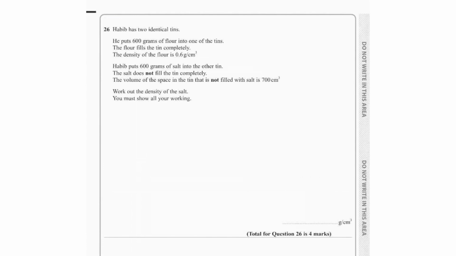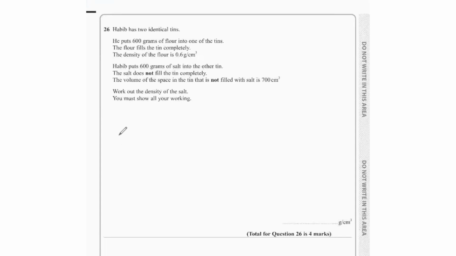Question 26 says Habib has 2 identical tins. He puts 600 grams of flour into one of the tins. The flour fills the tin completely. The density of the flour is 0.6 grams per centimeter cube. Habib puts 600 grams of salt into the other tin. The salt doesn't fill the tin completely. The volume of the space in the tin that is not filled with salt is 700 centimeter cube. Work out the density of the salt. You must show all your working.